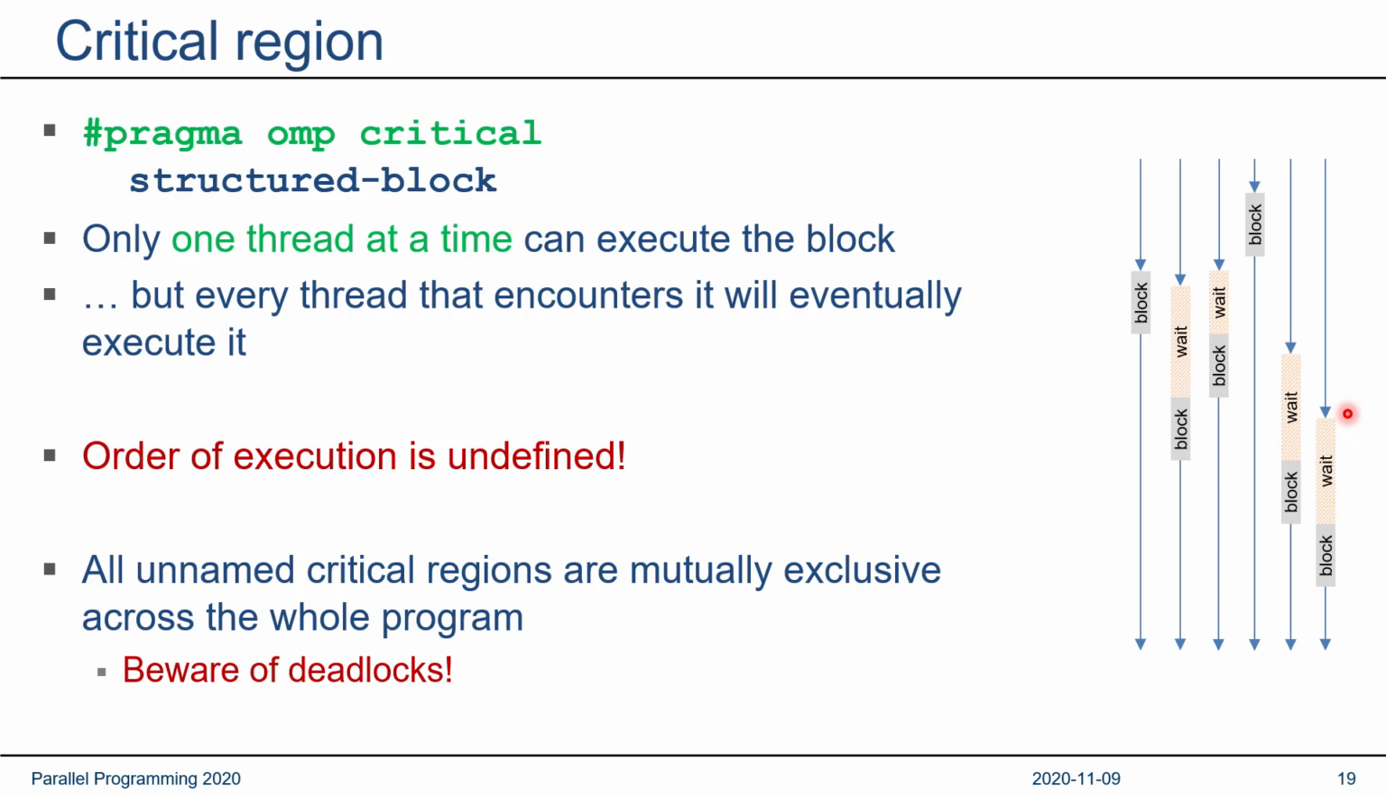Remember that the order of execution is undefined. There are some facilities in OpenMP that let you specify the order, but not the critical region by itself. Remember also that if you have multiple critical regions in your program, they all work like a single big lock. So all critical regions in this plain form without any name behind them are mutually exclusive, which means if you have a critical region in a subroutine and one in a different subroutine, and there's even the slightest chance that both will be encountered by the same thread, there will be the danger of deadlocks.